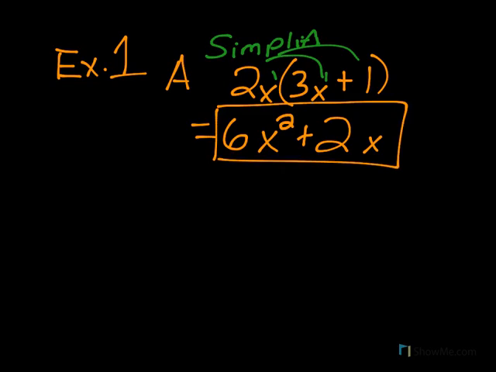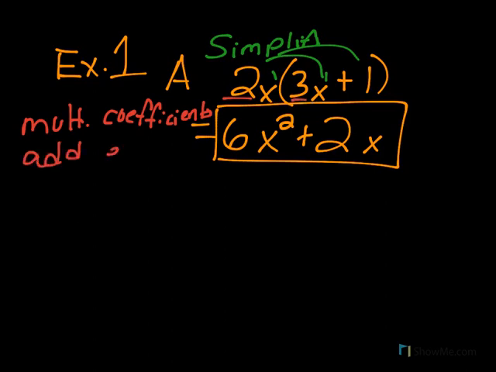We're done here. So remember, from this we learned that if we are simplifying, we multiply coefficients. Remember, the coefficients are the numbers in front of the variables, like the 2 and the 3. And we add the exponents, because we are multiplying. We add the exponents.